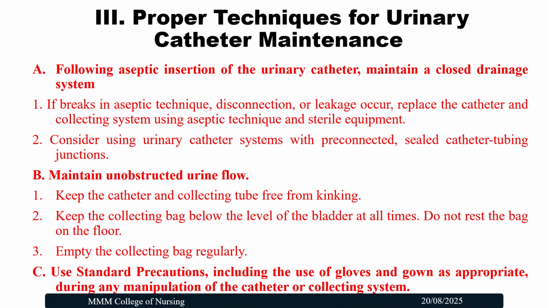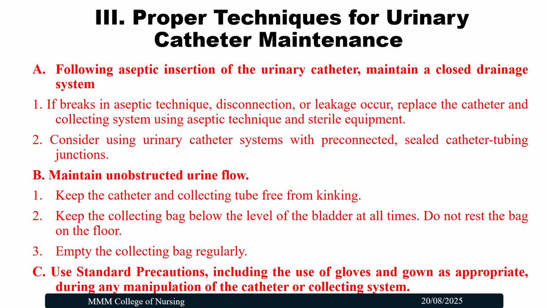Coming to the third guideline, proper techniques for urinary catheter maintenance. Here, there are two options following aseptic insertion of the urinary catheter. Maintain a closed drainage system. So, if breaks in aseptic technique, disconnection or leakage occur, replace the catheter and collecting system using aseptic technique and sterile equipment. Then consider using urinary catheter systems with a pre-connected sealed catheter tubing junction.